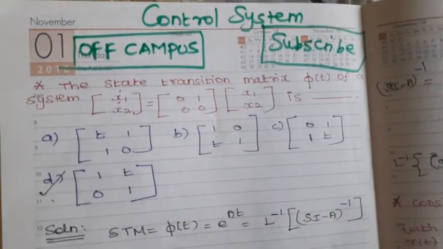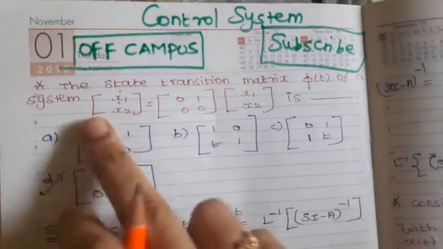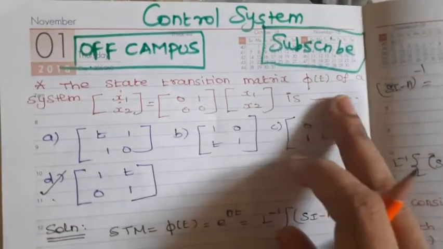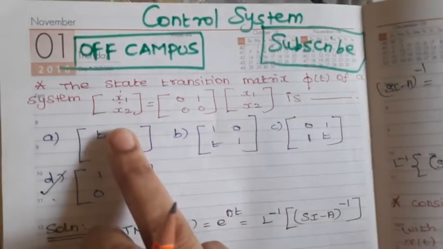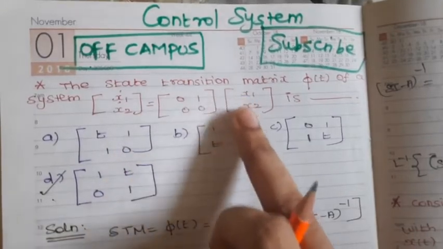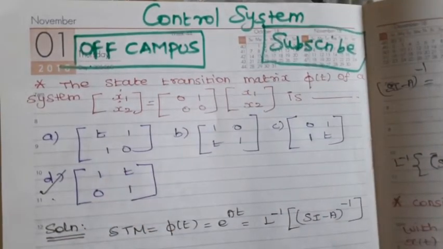So first problem: the state transition matrix phi of t of a system [x1 dot, x2 dot] = [[0, 1], [0, 0]] [x1, x2] is. So we need to find out the state transition matrix for the given problem.